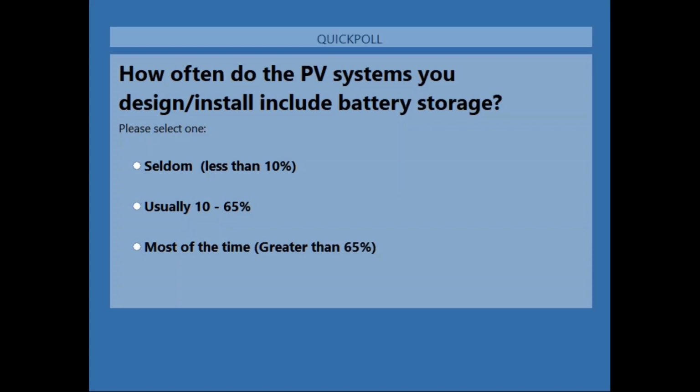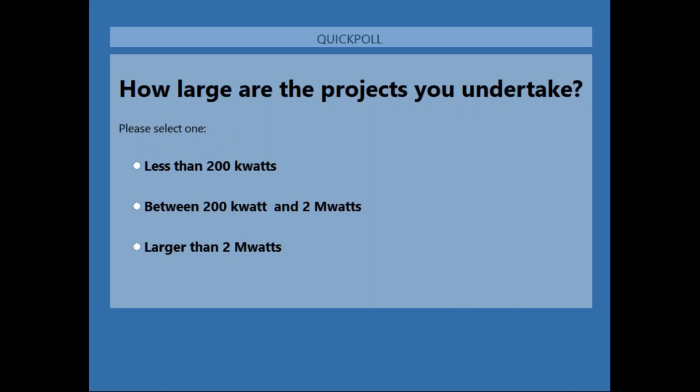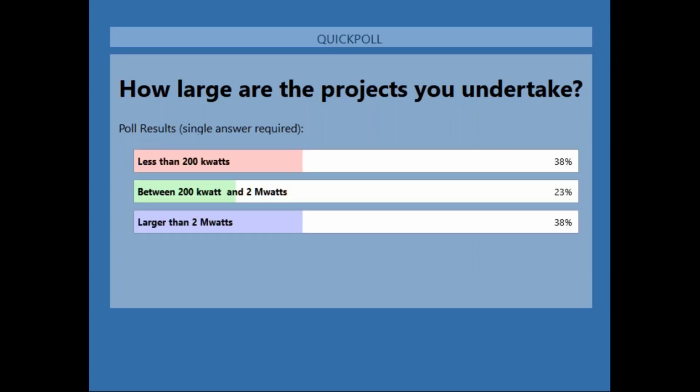Here's how people have voted so far. Good, thank you. Let's see the next one. And then how large are your projects? And I do expect this to kind of be all over the map, so I again appreciate the feedback. Here's how the audience indicated things shape up. So let's kind of get into our discussion.